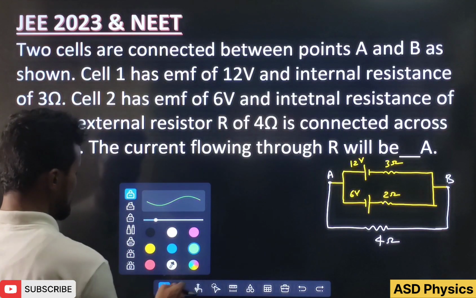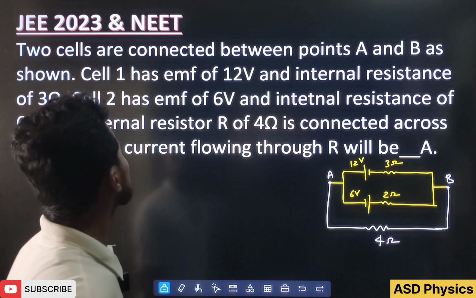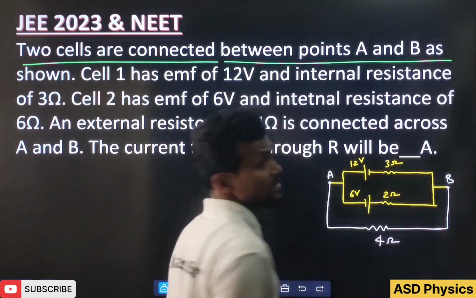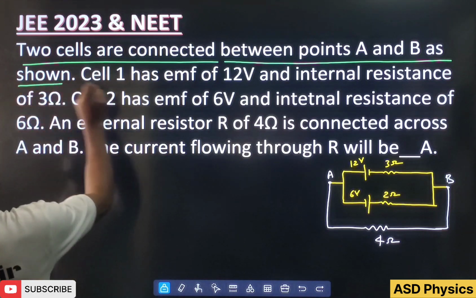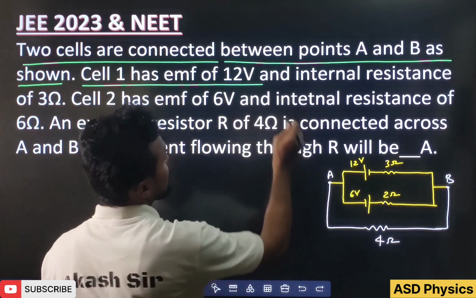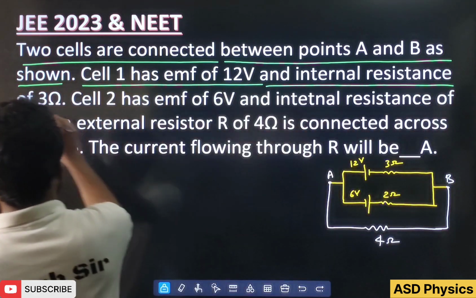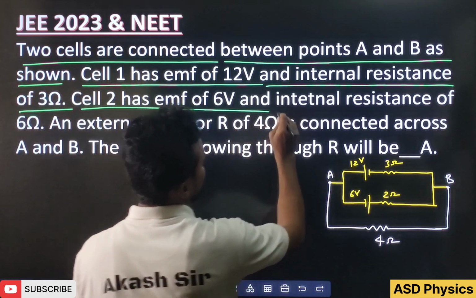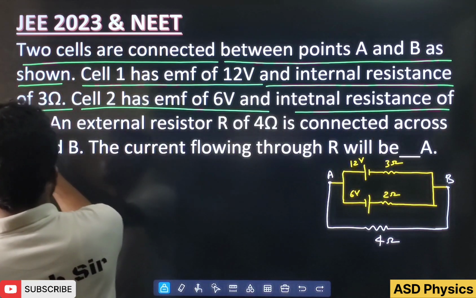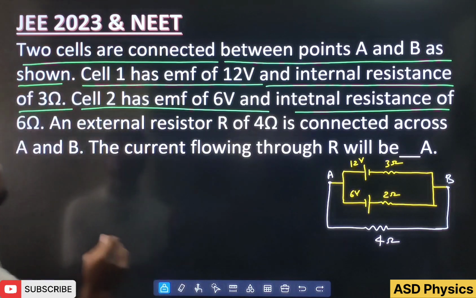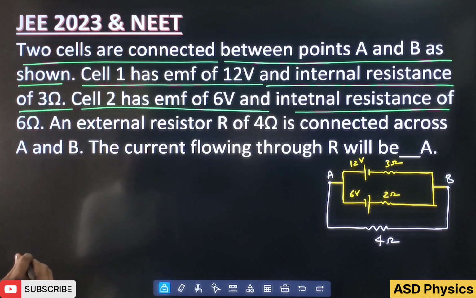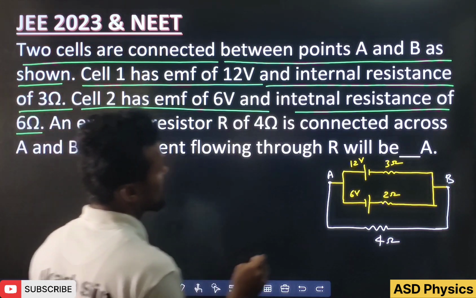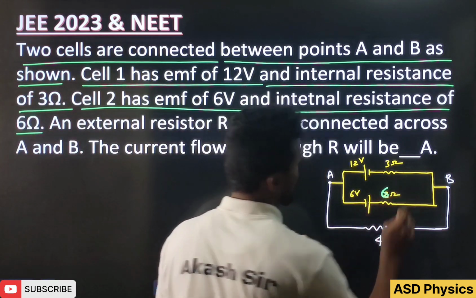This is the JEE question. JEE 2023 question is, see, two cells are connected between points A and B. As shown, cell 1 has EMF of 12 volt and internal resistance of 3 ohm. You can see very well. Cell 2 has EMF 6 volt and internal resistance of, how much is given here, students? Let me see here. 3 ohm. Okay, let's take here 6 ohm. 6 ohm is given here. Is it?